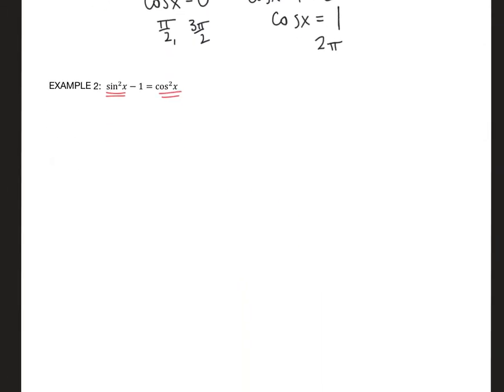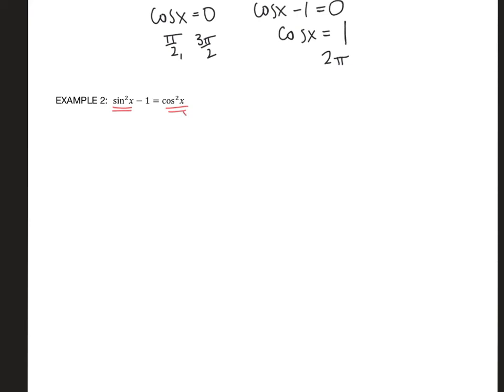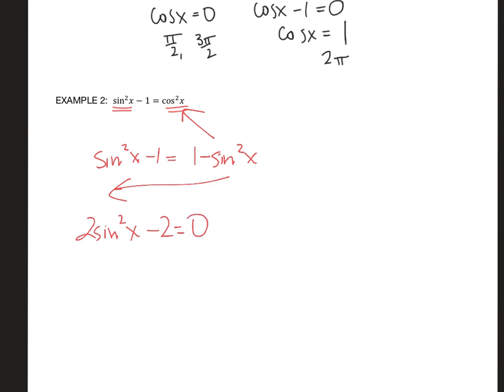So let me go back to my equation, and I'm going to substitute it right here. So this is what I've got: sine squared x minus 1 equals, and when I make that substitution, 1 minus sine squared of x. Now to solve this, I'm going to make it equal 0. I'm going to move everything over to this side, which gives me 2 sine squared of x minus 2 equals 0. I think I'll factor out a 2: sine squared x minus 1.